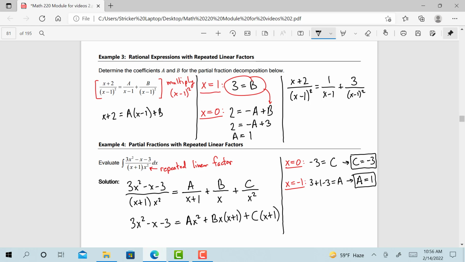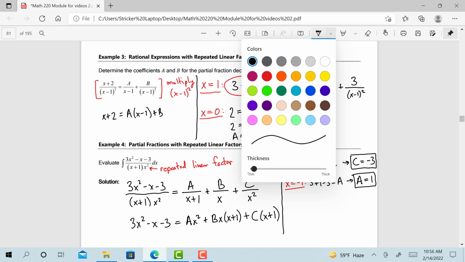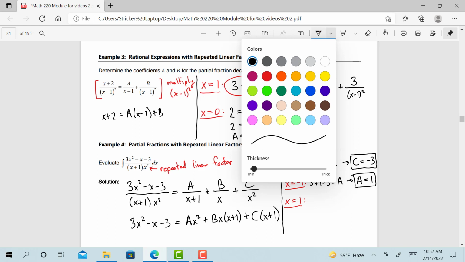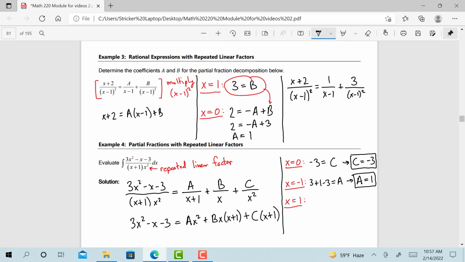Okay, and there's no real obvious choice for what we should pick for x to find out what B is. Let's just pick something small and something that's easier to plug in. So, I mean, we could pick 2, 3. I'm going to go ahead and pick positive 1. It's probably the simplest thing we could plug in, but you could really plug in anything you wanted. It's just the simpler we pick, the easier it is to simplify after we plug in.